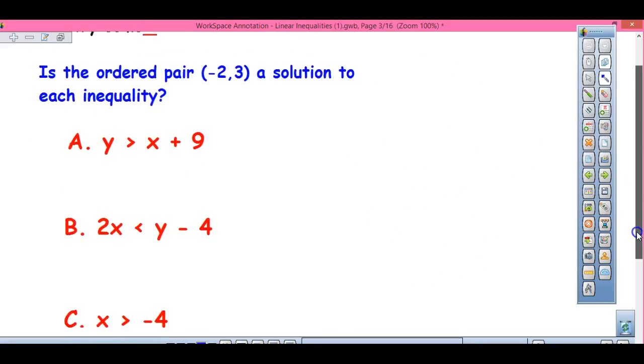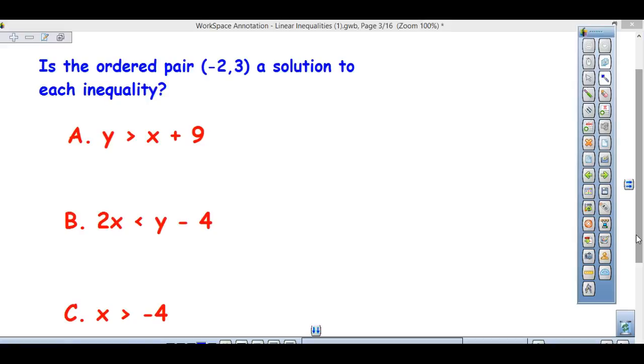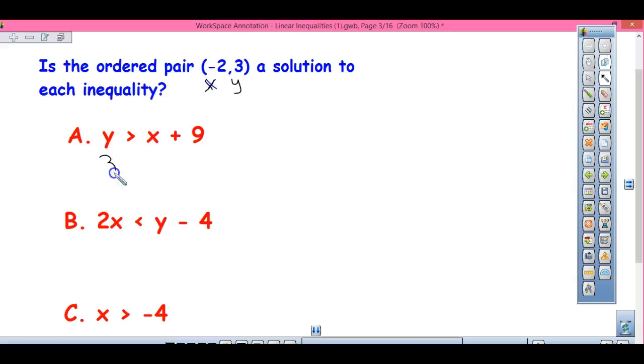Okay, so now we're checking, is negative 2, 3 a solution? My x is negative 2. My y is 3. So what am I plugging in for y right here? So we're checking, is 3 greater than, what's x? Negative 2 plus 9, is 3 greater than 7? So this one would be a no. So far, so good.